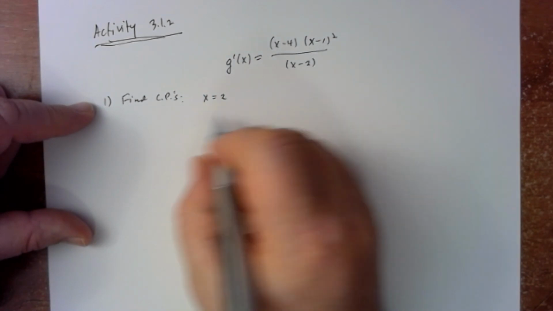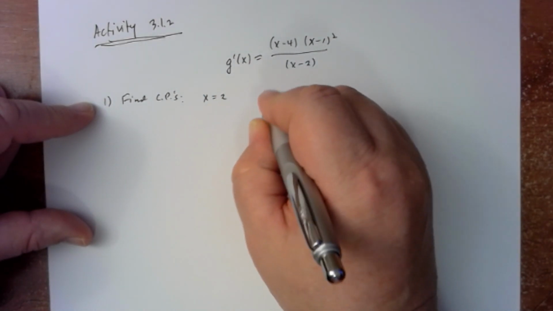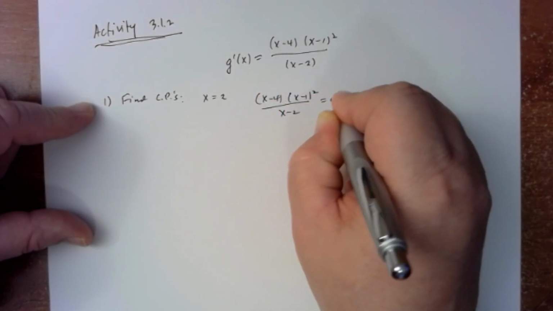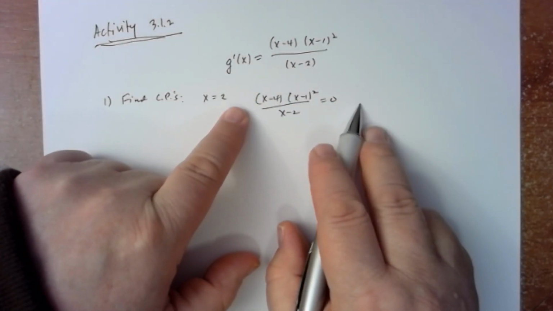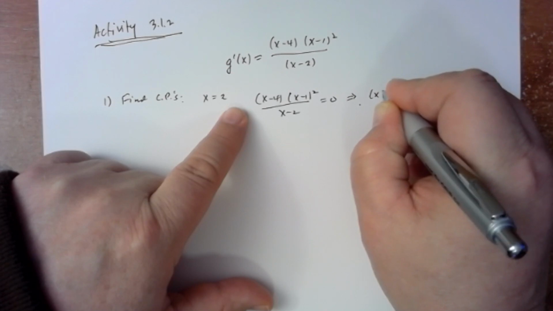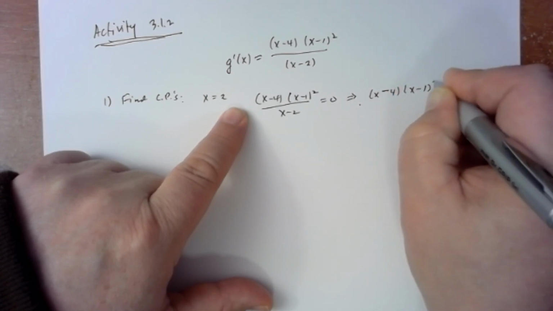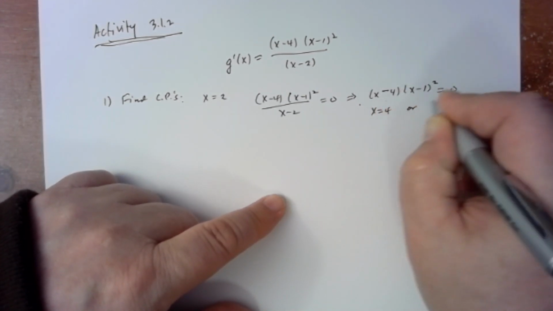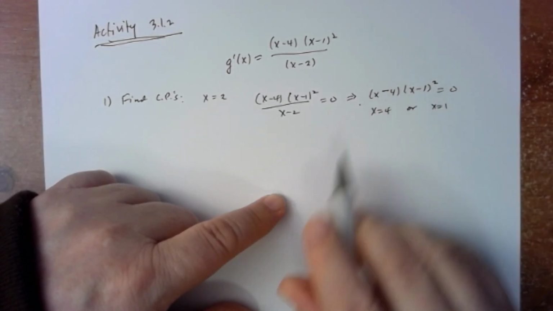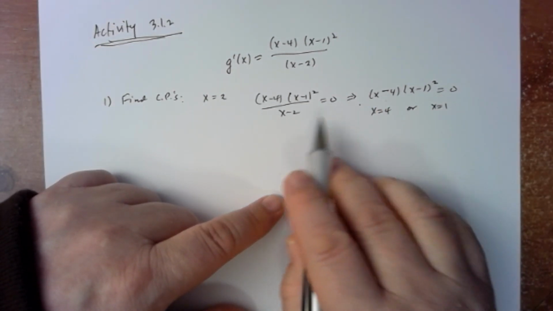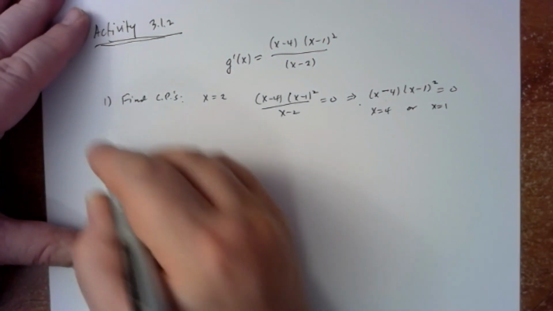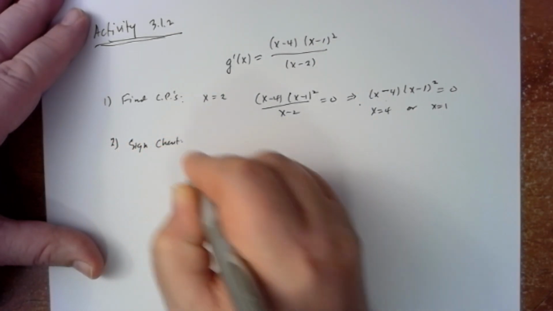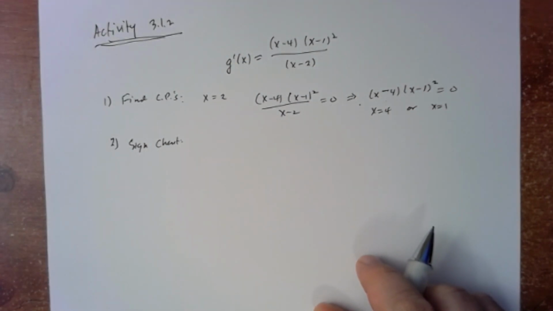And then the other two, if you set this g prime equal to 0, right, the first thing you're going to do is multiply both sides by the denominator. And so now either x is equal to 4 or x is equal to 1, right, for that to be 0. Good. So we have 3 critical points now, and now the other part of this is going to be the sign chart analysis to see if we have local maxes or mins.